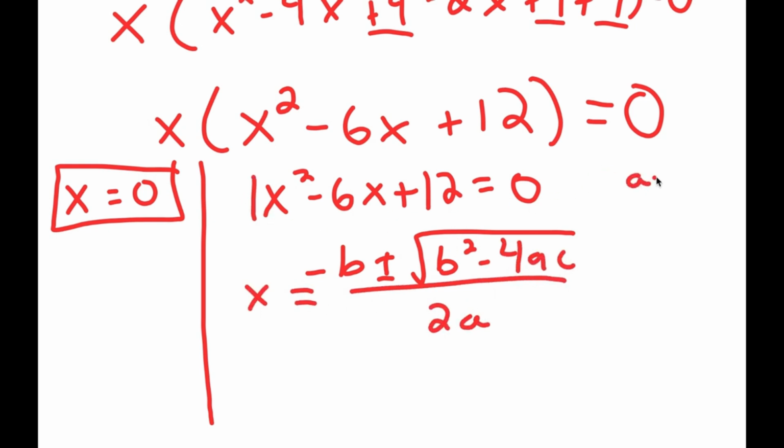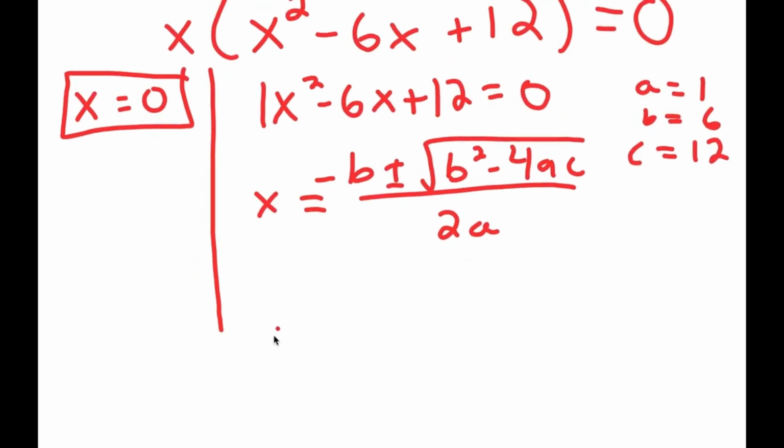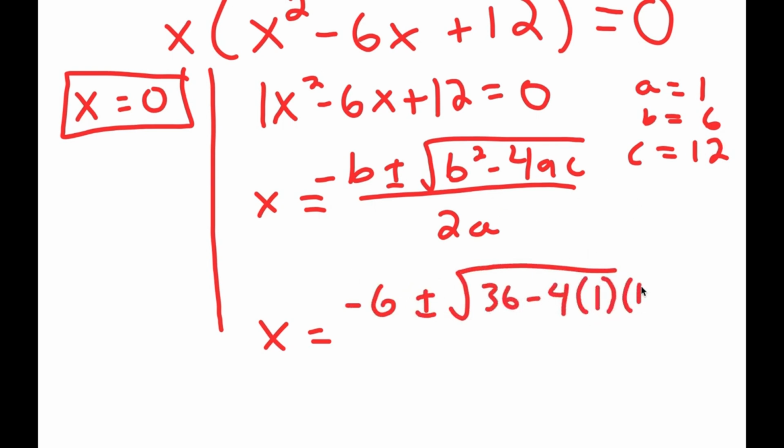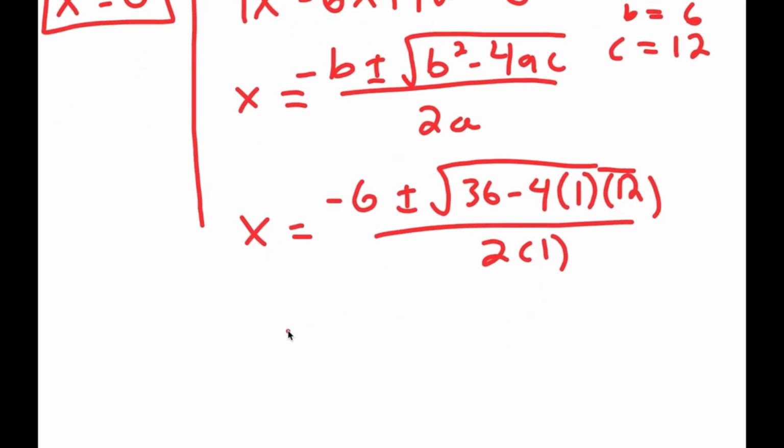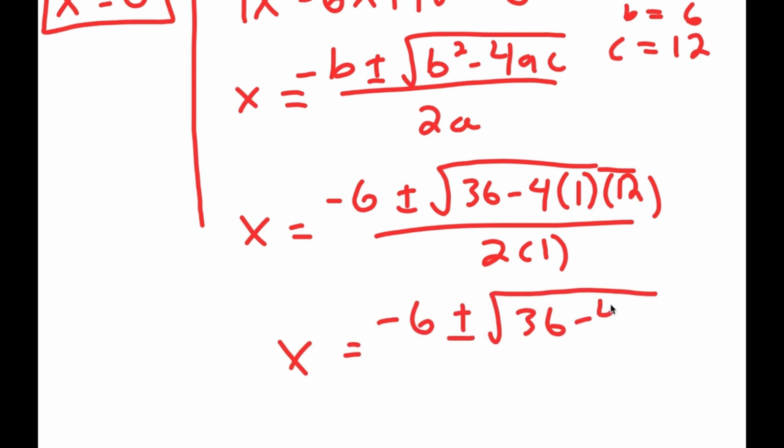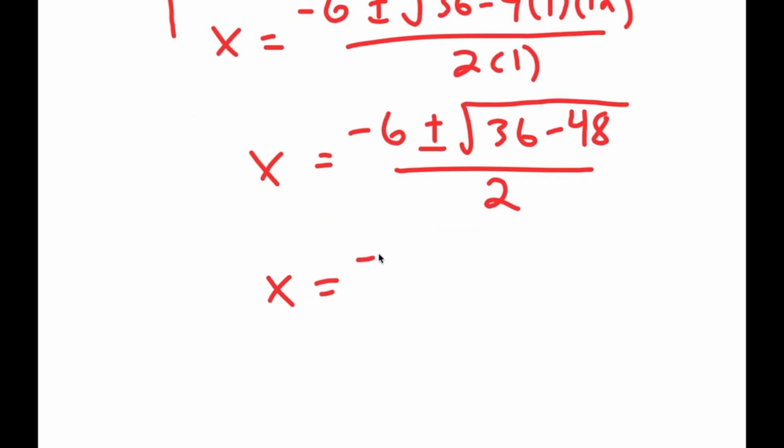So in this case, a is 1, b is 6, and c is 12. If I plug these values into my quadratic formula, I get negative 6 plus or minus the square root of b squared, so 6 squared, which is 36, minus 4 times a, which is 1, times c, which is 12, all over 2a, so 2 times 1. And this is equal to negative 6 plus or minus the square root of 36 minus 48, which is negative 12, over 2.